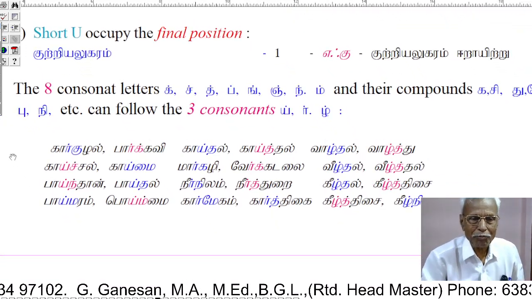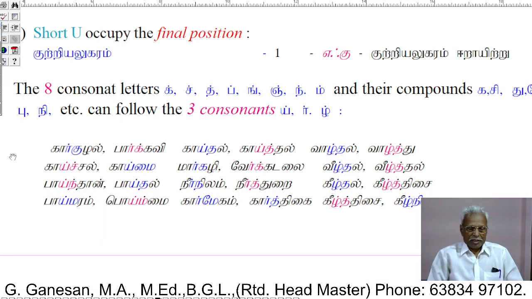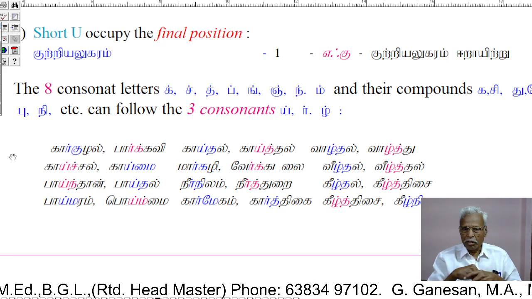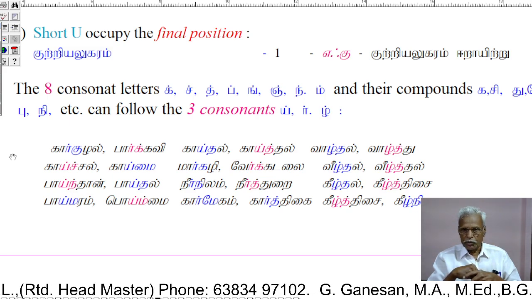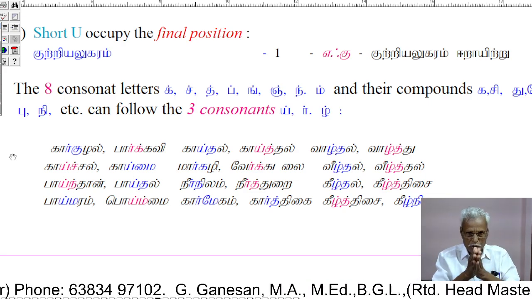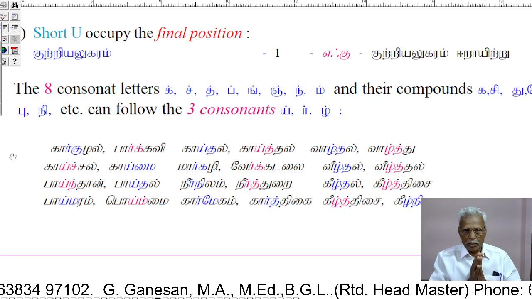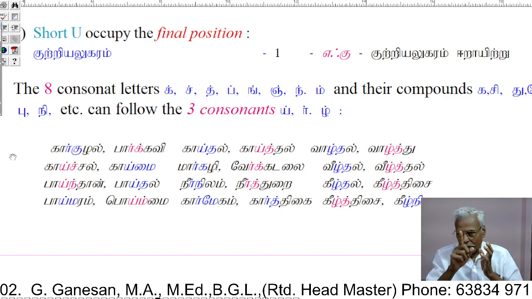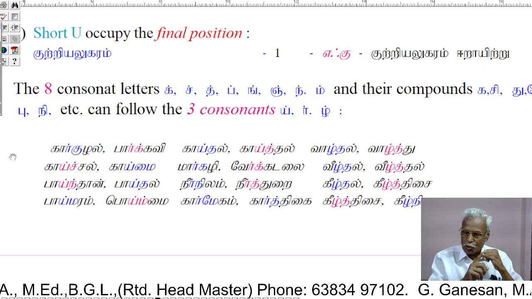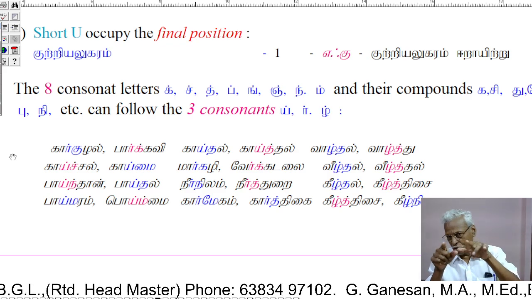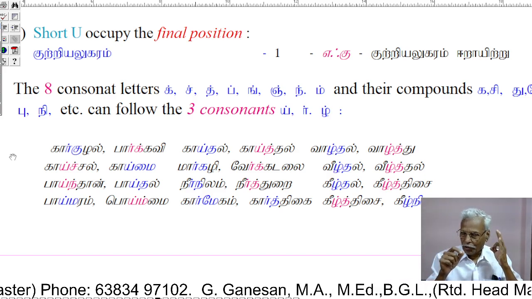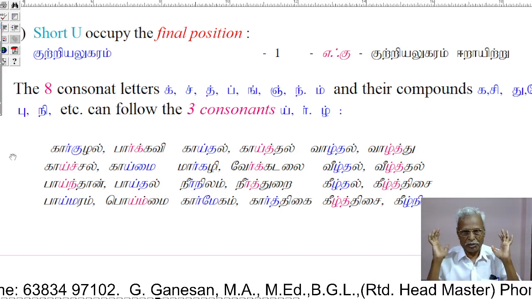Another important thing we have to see is that in the middle position, the 18 consonant letters, ik, ich, it, ip, in, im, and their compounds, ka, si, tu, me, bu, ni, the 18 consonant letters and their compounds could follow the three consonants e, r, il. It is very important in Tamil.